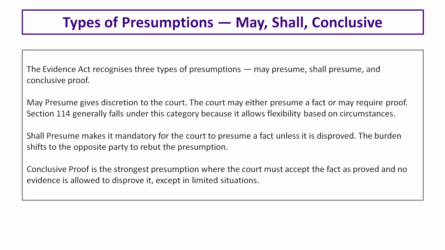So remember this simple order. May presume means the court has discretion. Shall presume means the court must presume unless it is disproved by the opposite party. Conclusive proof means it is final and cannot be challenged. This distinction is very important and we should always remember it.